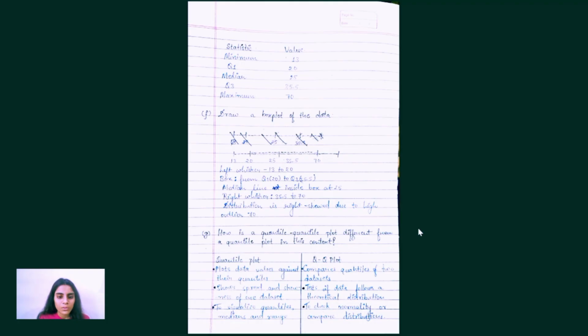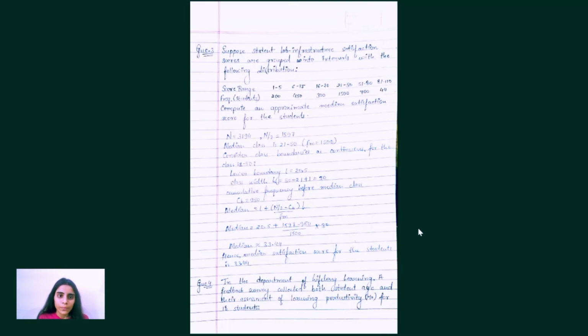Now we have to write the difference between a quantile plot and a QQ plot. A quantile plot shows the data values against their quantiles, and a QQ plot compares quantiles of two datasets. A quantile plot shows the spread and skewness of one dataset, while a QQ plot tests if data follows a theoretical distribution. A quantile plot is used to visualize quartiles, medians and range, while a QQ plot is used to check normality or compare distributions.